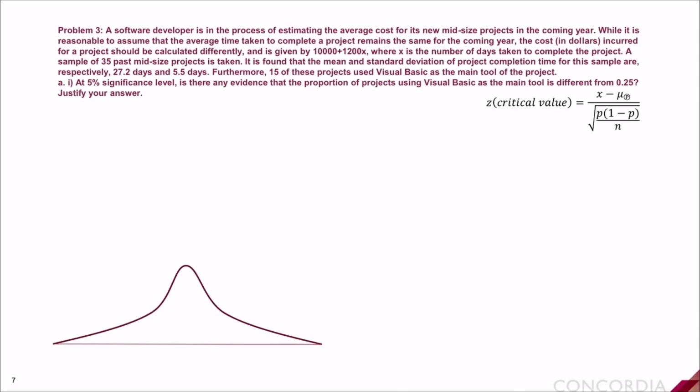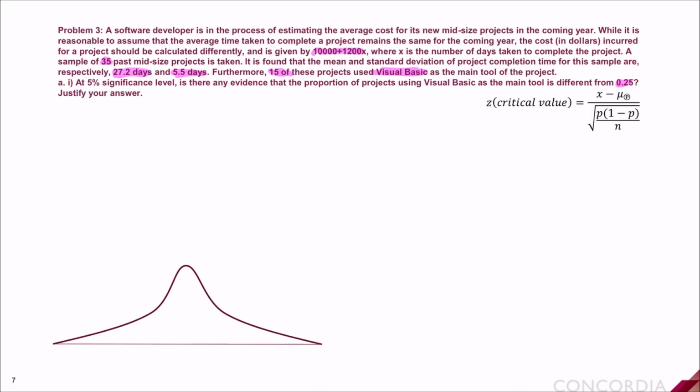Justify your answer. So now, before we begin, let's highlight the important information the problem gives us. They give us a formula for the total cost. It tells us the sample size is 35. They go on to say that the sample gave us a mean of 27.2 days and a standard deviation of 5.5 days. They also tell us that 15 of these projects used Visual Basic as the main tool, and they're asking us to find if the proportion is different from 0.25.